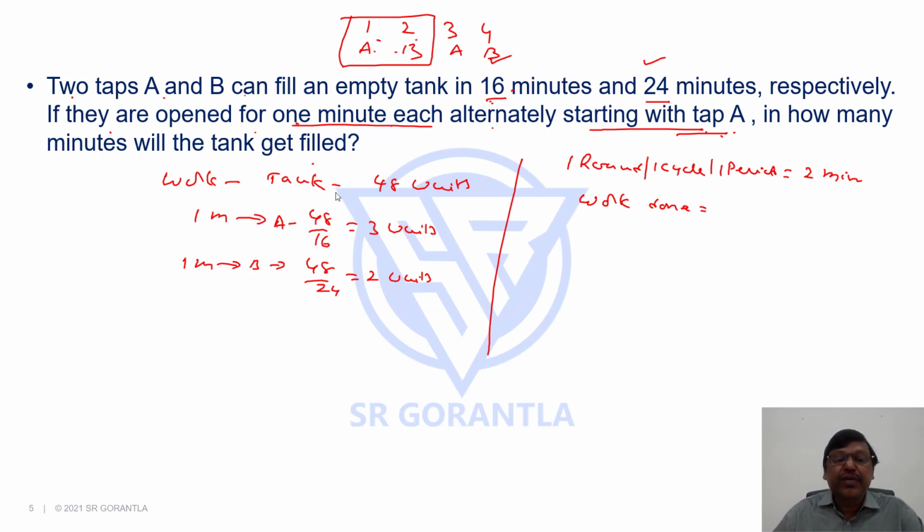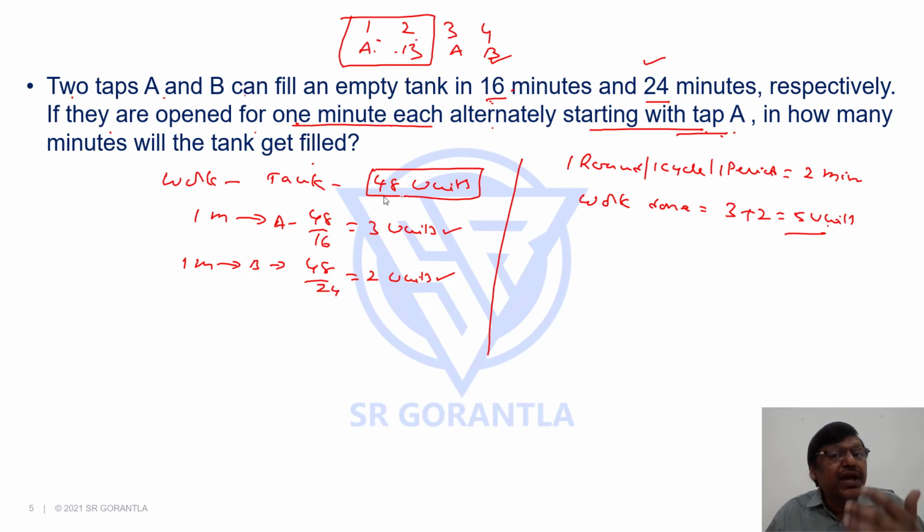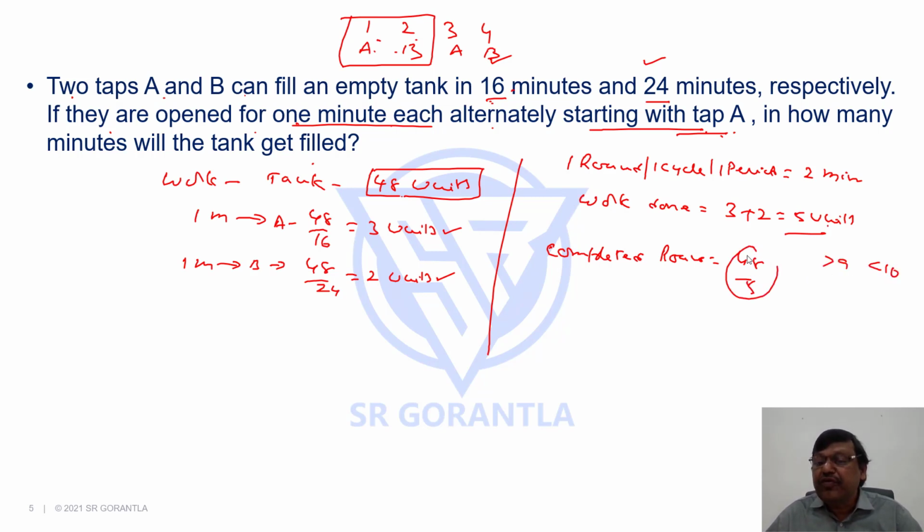So each one is working for 1 minute, means A will complete 3 units, B will fill 2 units, 3 plus 2, 5 units work is done. In one round, 5 units work is done, but total 48 units, means we have to find out how many completed rounds will be there. So completed rounds will be 48 by 5, means it will be more than 9, less than 10. Because it's more than 9, we'll take 9 completed rounds. Because it is 9 point something, that partial round we cannot take. So we'll take 9 completed rounds.